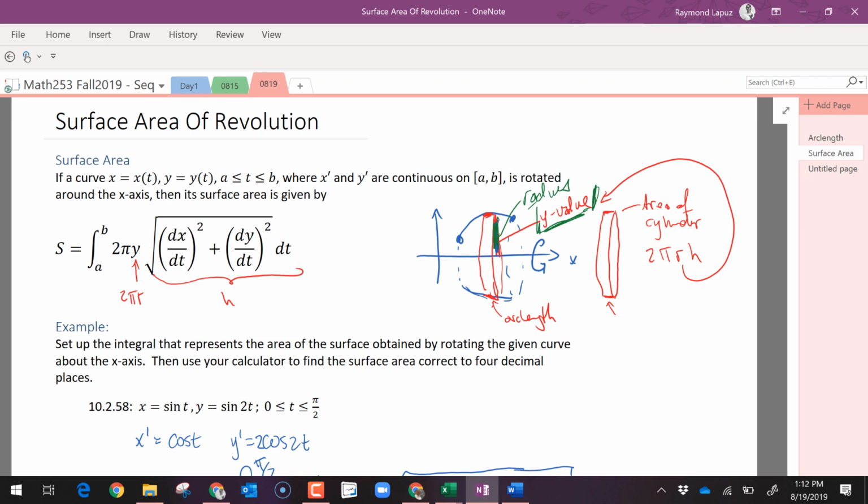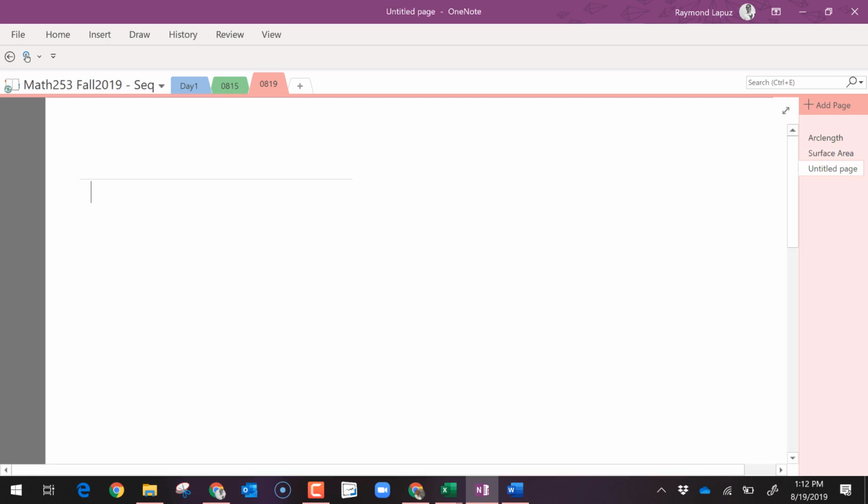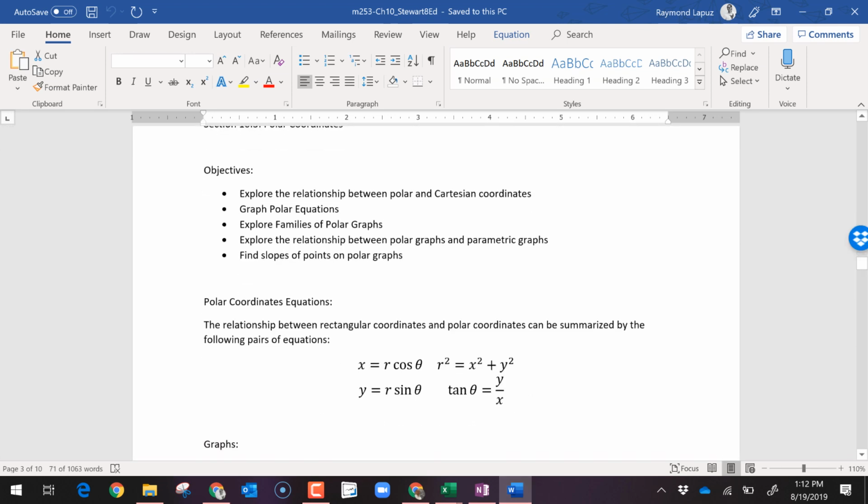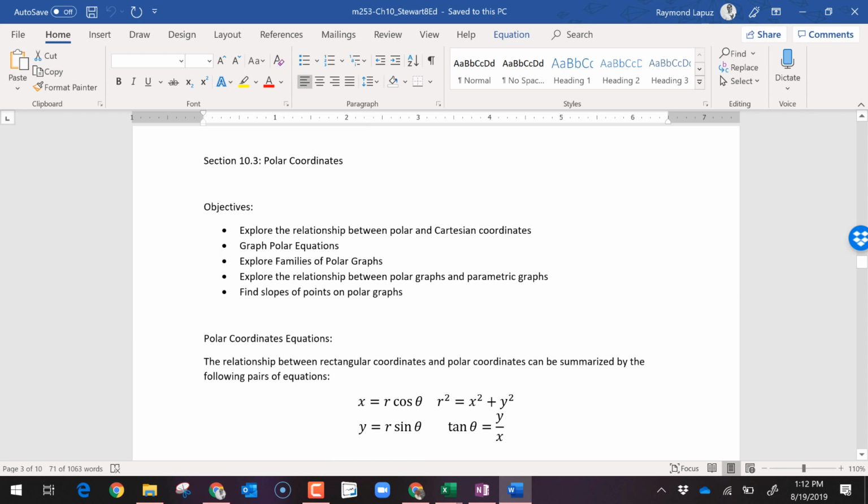Okay. All right, let's move into the new chapter or new section. And we're going to study polar coordinates. Now, look, I have objectives.